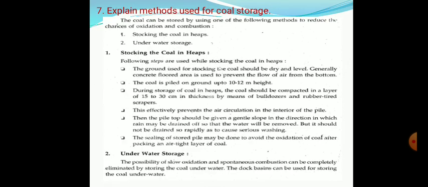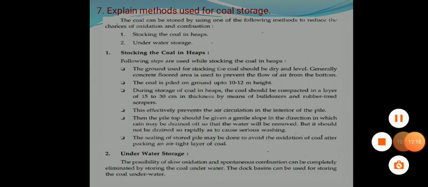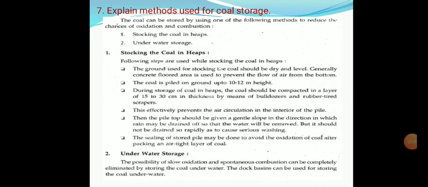Next question is, explain methods used for coal storage. The coal can be stored by using one of the following methods to reduce the chances of oxidation and combustion: stocking the coal in heaps, and underwater storage. First one is stocking the coal in heaps. Following steps are used while stocking the coal in heaps.